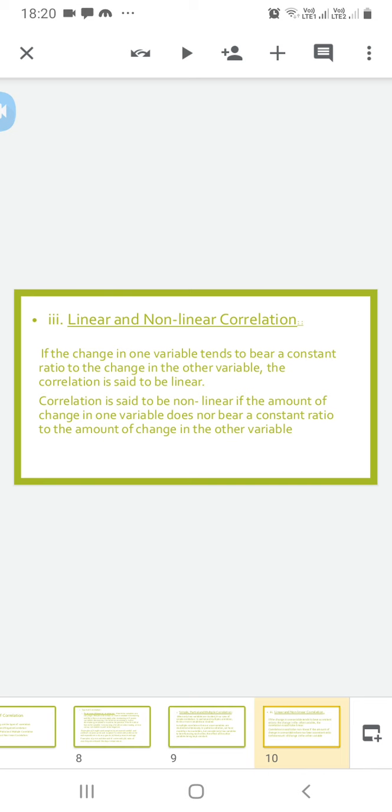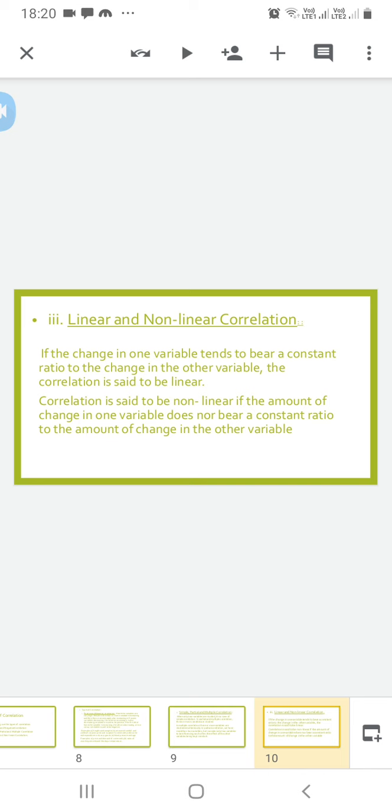Linear and non-linear correlation. If the change in one variable tends to bear a constant ratio to the change in the other variable, the correlation is said to be linear. The correlation between two variables is said to be linear if corresponding to a unit change in one variable, there is a constant change in the other variable over the entire range of the values.